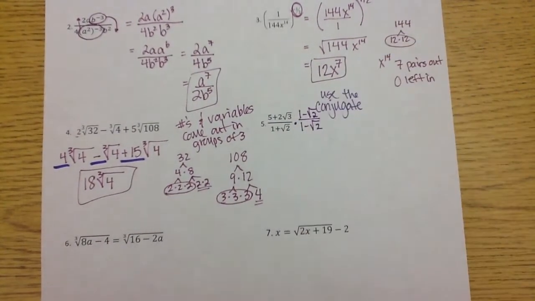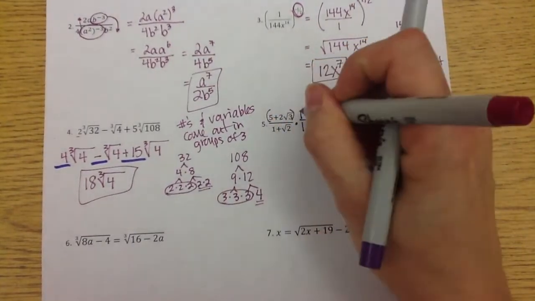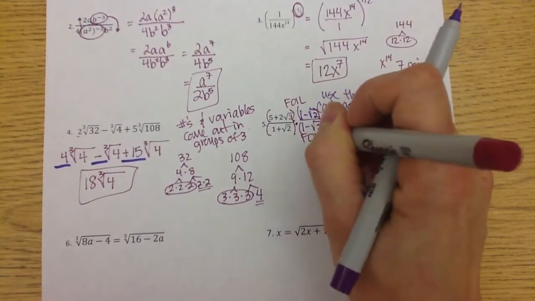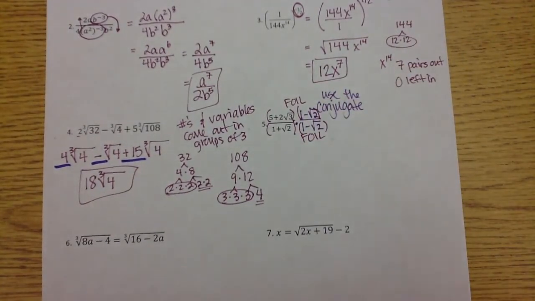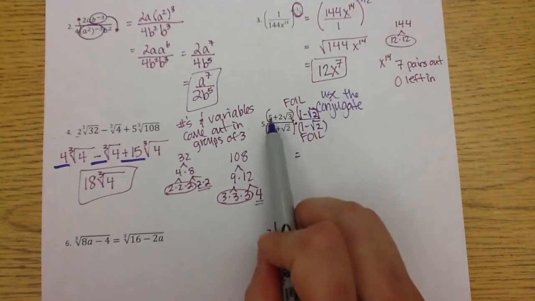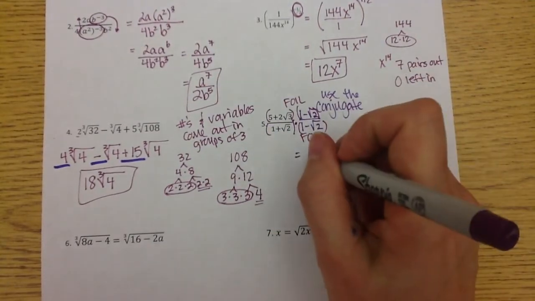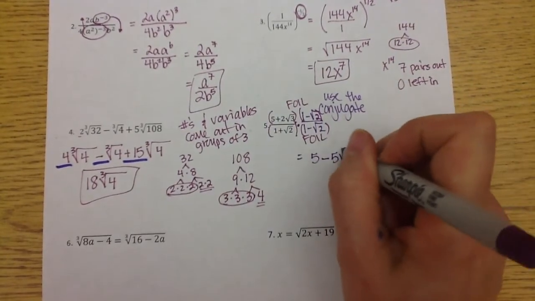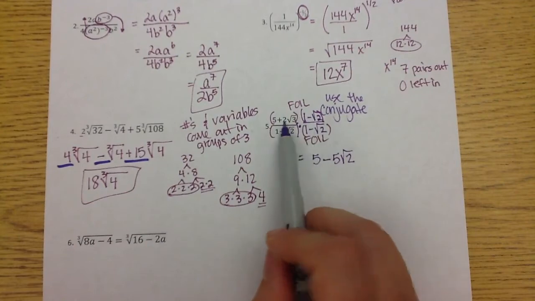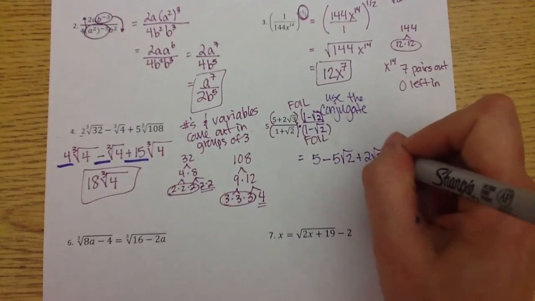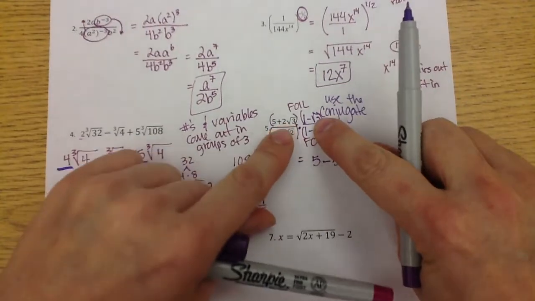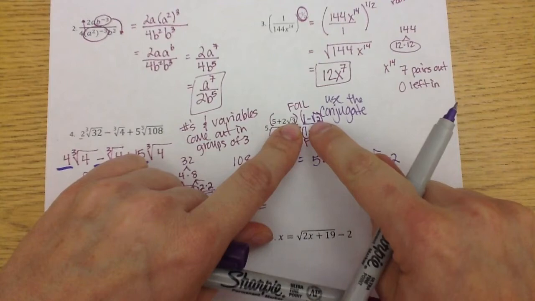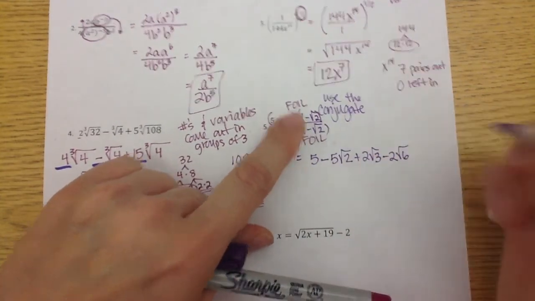Now I need to remember that when I have two binomials multiplied by each other, I will be FOILing. So I'm going to have to FOIL the numerator as well as the denominator. So it will be first times first: 5 times 1 would be 5. Outside times outside would be minus 5 square roots of 2. Inside times inside would be plus 2 square roots of 3. And then last times last, I have positive 2 times negative 1, which will be negative 2. And then square root of 3 times square root of 2 would be square root of 6.